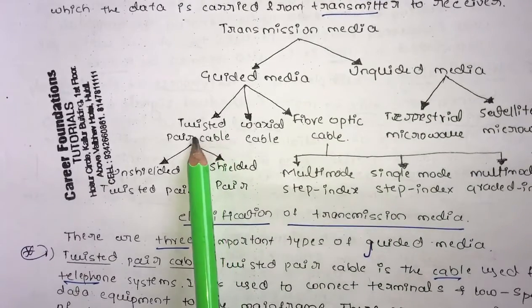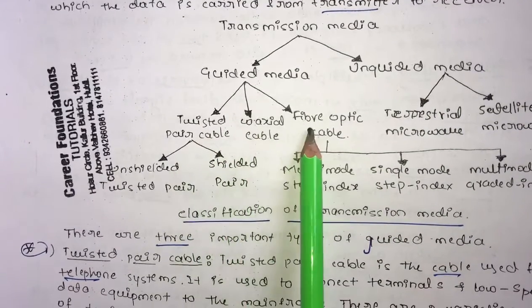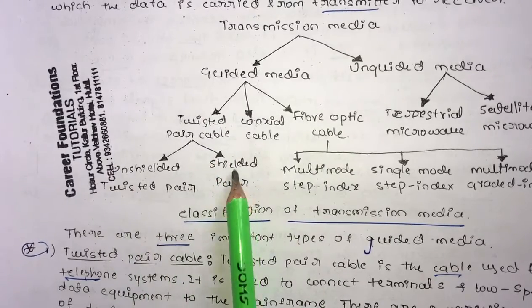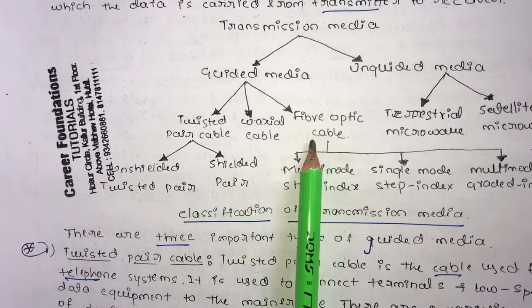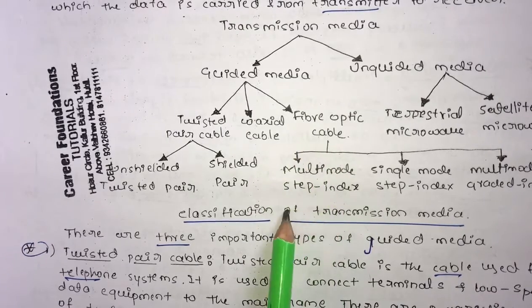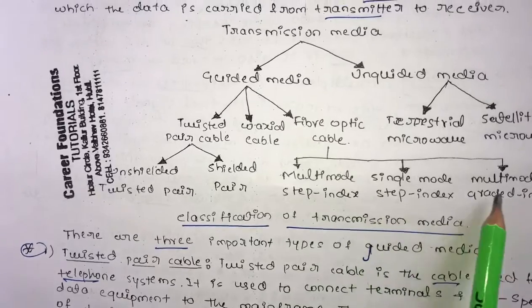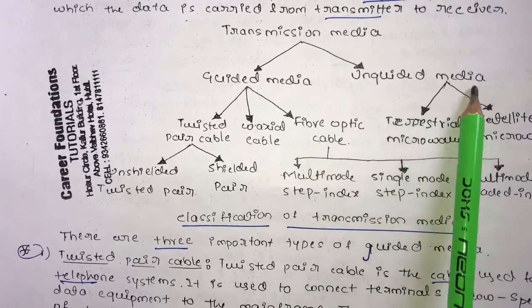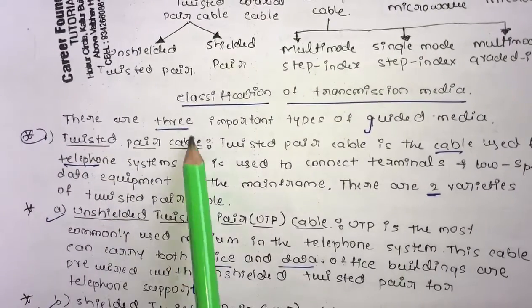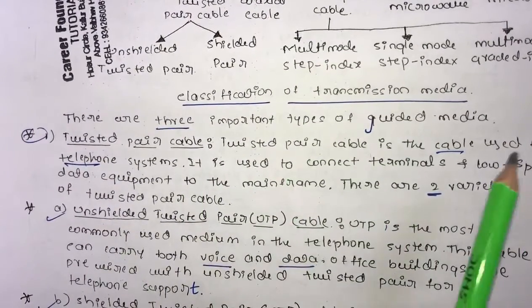In guided media, we have twisted pair cable, coaxial cable, and fiber optic cable. In twisted pair we have unshielded as well as shielded, and coaxial as it is. For fiber optic cable, that is OFC, we have multi-mode step index, single mode step index, and multi-mode graded index. Whereas unguided is wireless: terrestrial microwave and satellite microwave. This is the classification of transmission media.